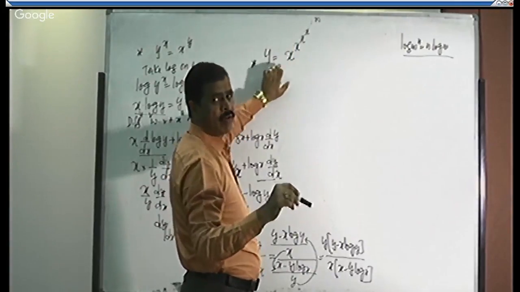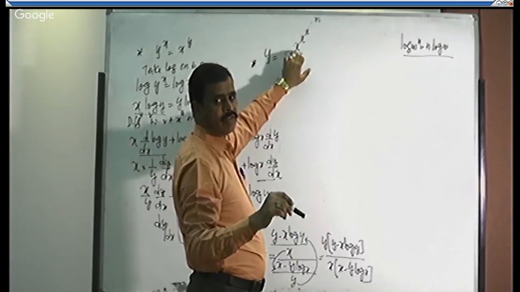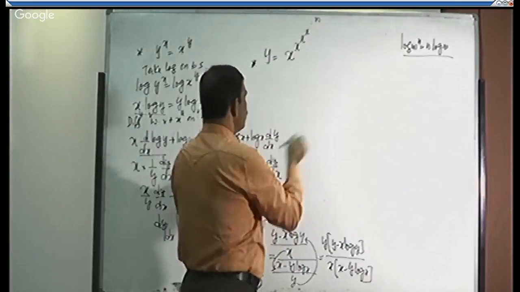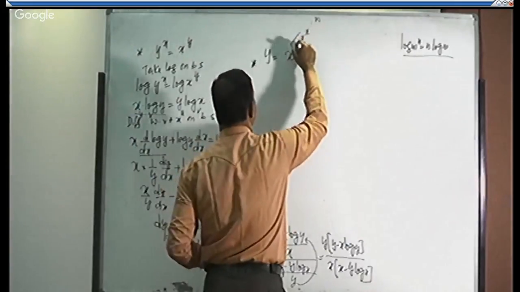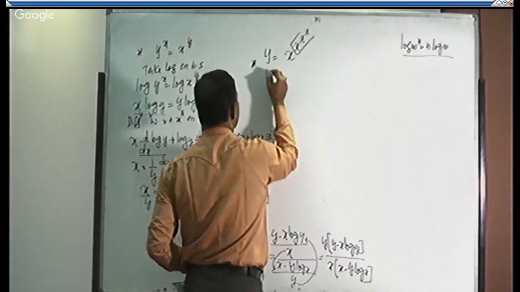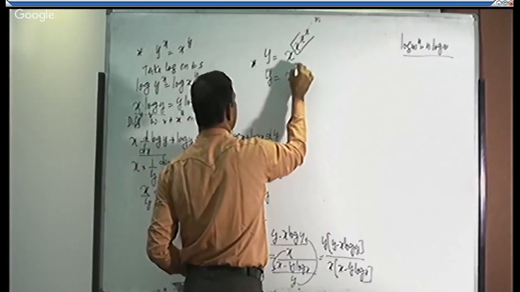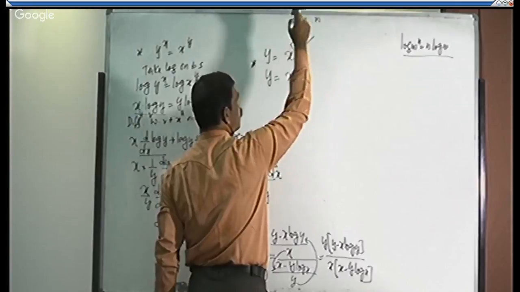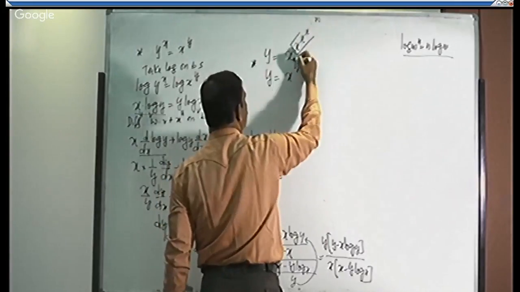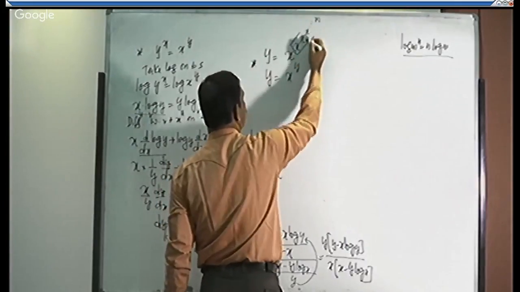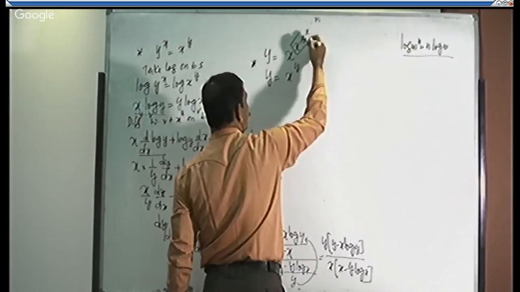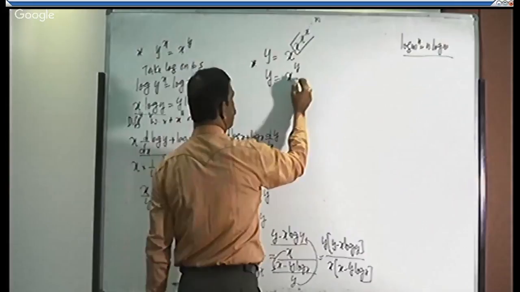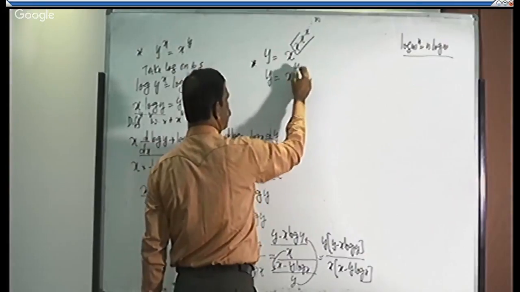What is y? y is x raised to x raised to x raised to x up to infinity. That means this factor can be taken as y. Don't think there are four terms here or three terms. Up to infinity means you can take any number of terms. Now it is of what type? Function to the power of function.